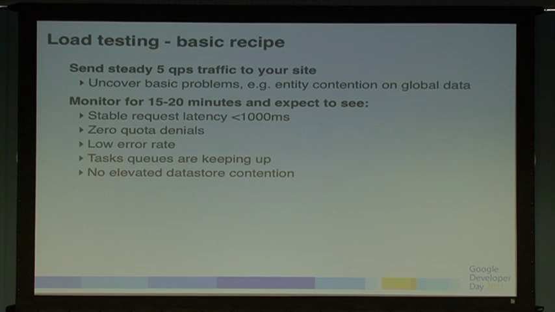You want to see 0 quota denials. You want to see a low error rate. You want your requests to be fast. And you want to make sure your task queues are not queuing up, so you're not having more and more tasks show up on the queue.